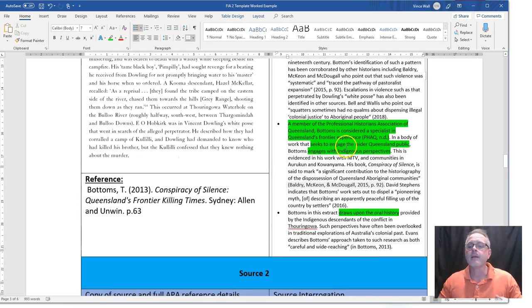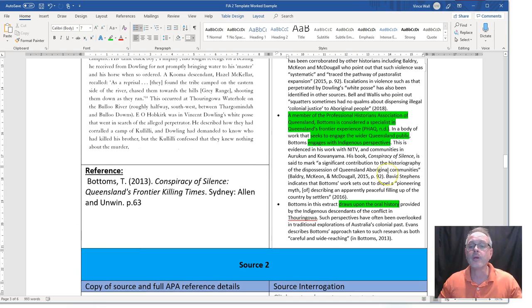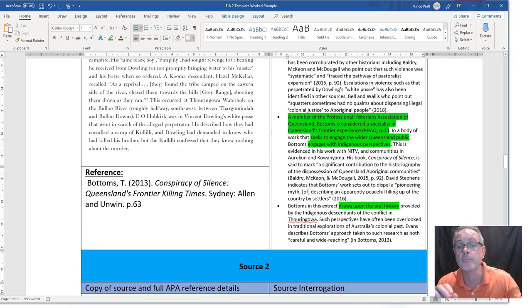So I've actually drawn upon this source in a different part, quoted, to get at what it's all about. Now, thinking about the author again. Now, I'm doing other things, by the way, in here besides just identification of features. But I've then gone, well, who is this author? I've done a bit of a stalk. I've said he is a member of the Professional Historians Association of Queensland. He's considered a specialist in Queensland frontier. What does his work do generally? Well, it's got an agenda to engage with the wider public.